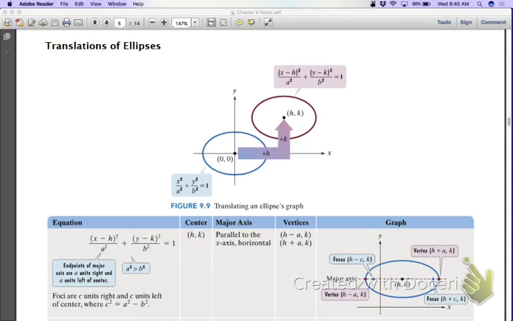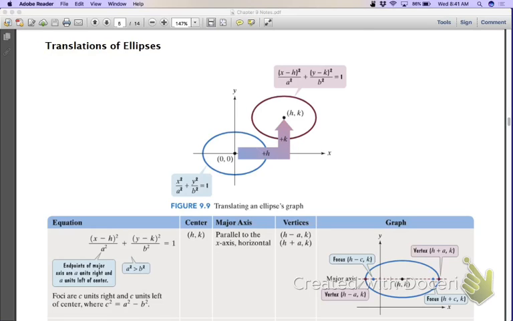The only thing different from having a center of 0, 0 and having a translation is it's just like a circle on the top. It's still x minus h quantity squared, still plus y minus k quantity squared. The only thing different between a circle and an ellipse is that an ellipse is going to get divided by something, and it's got to be equal to 1. With your circle, there's nothing getting divided, and you have a varying radius.